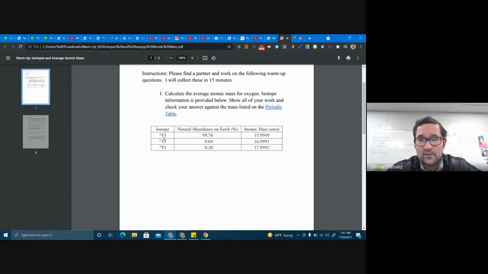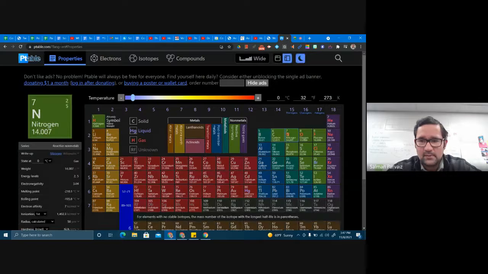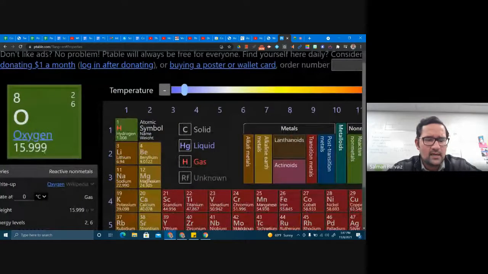That means if you go to the periodic table, I'll click on the periodic table here, I'll pull up oxygen. So oxygen has 8 protons, but you look at its atomic mass, it comes out to be 15.999, and it's not a rounded number because they calculate it using the average atomic mass based on the isotope percentages, how many isotopes are found in nature.